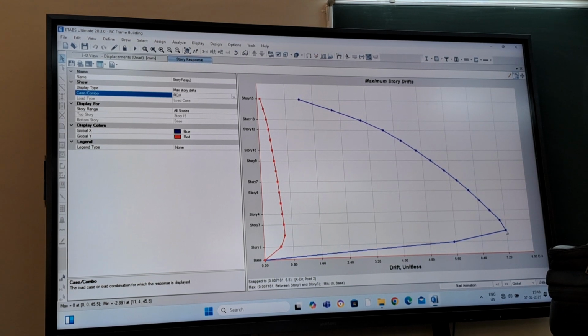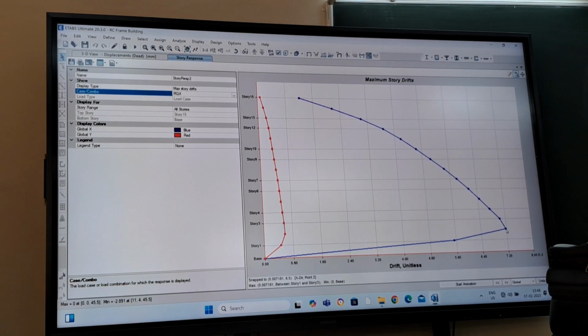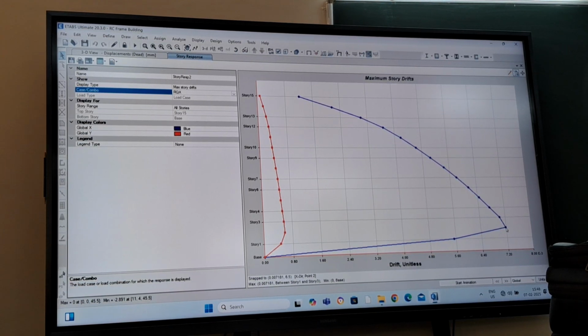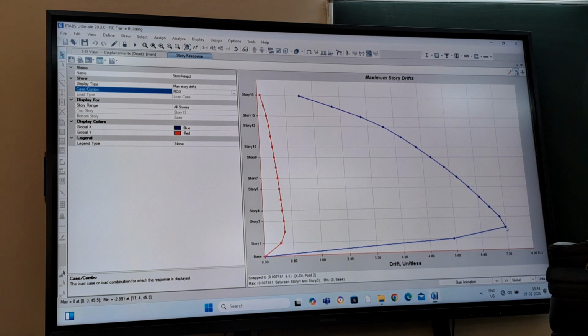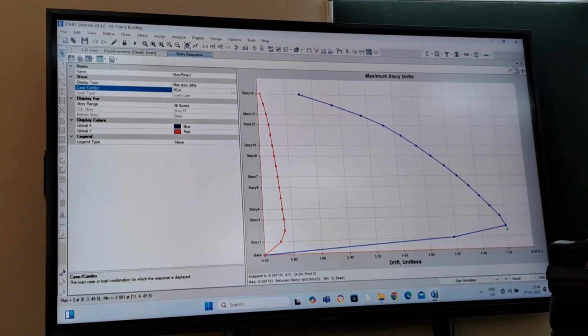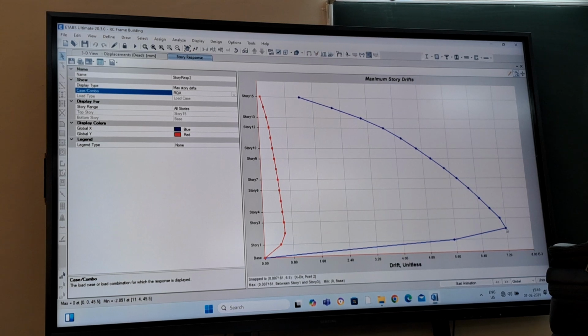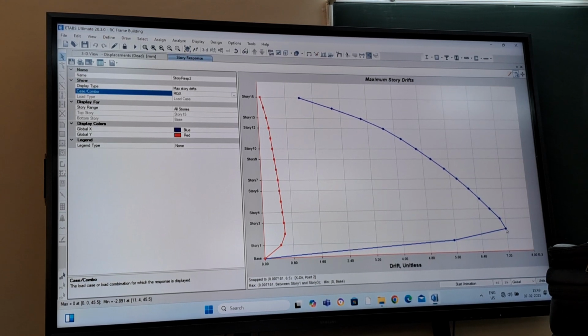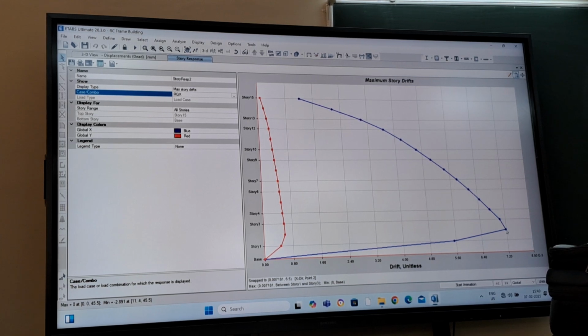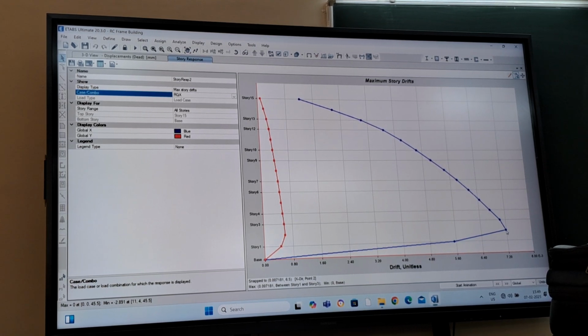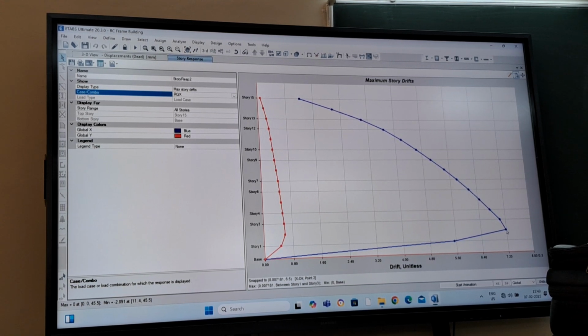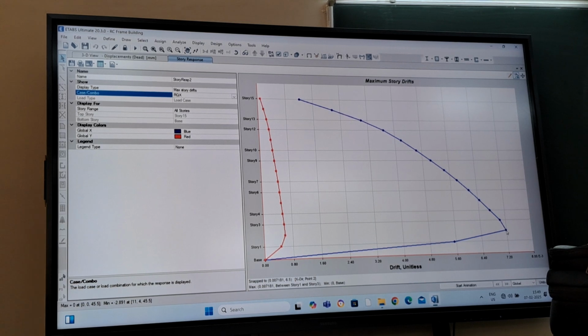Drift is maximum at story level load. Sorry? Maximum drift should be at the maximum displacement of the building. This is not displacement, that is the difference. This is the drift, the interstory drift. Drift is the relative displacement between two stories. Interstory. Okay. Yes.